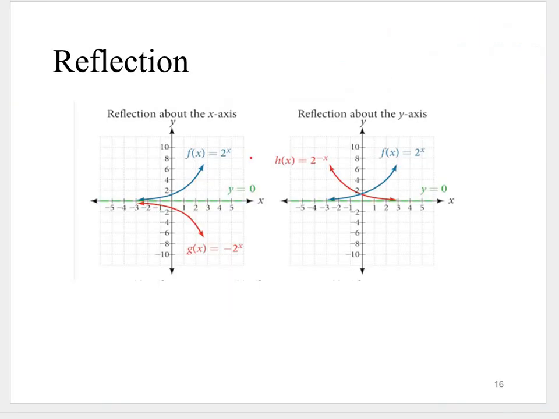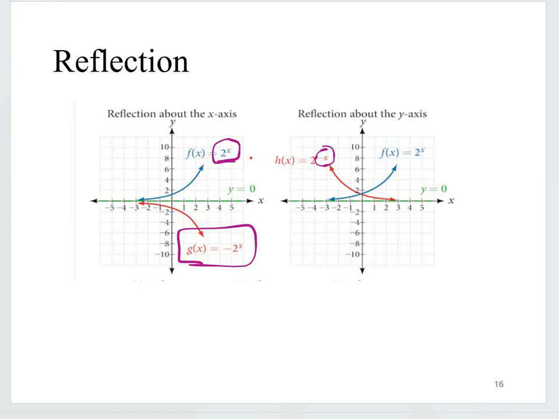We know if we assign a negative sign to that function f(x) is equal to 2 to the x, it will be reflected over the x-axis. And if we apply the negative sign to the index value, that will be a reflection about the y-axis.